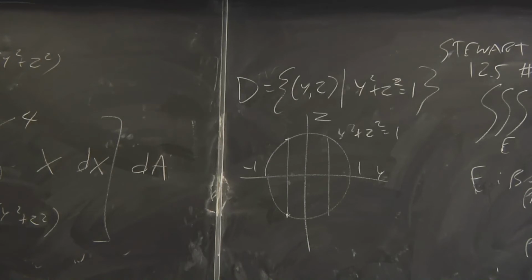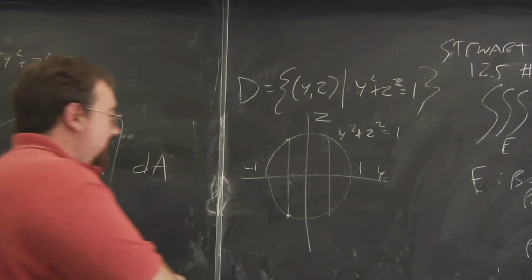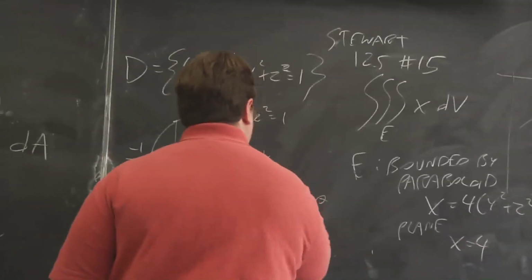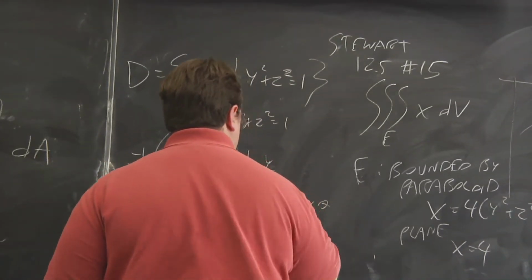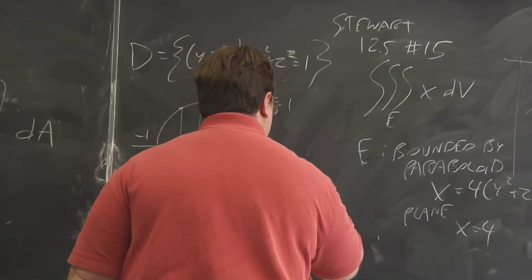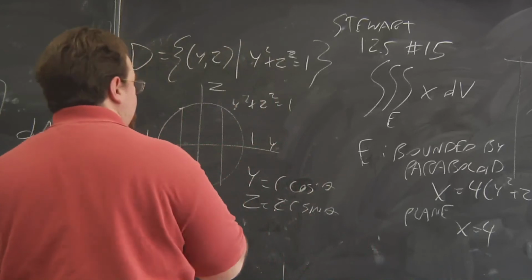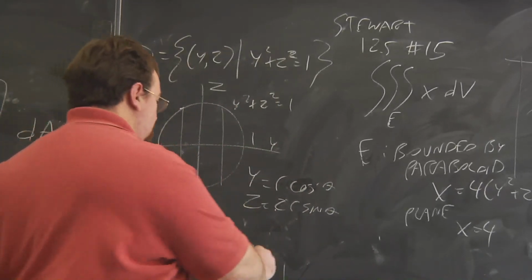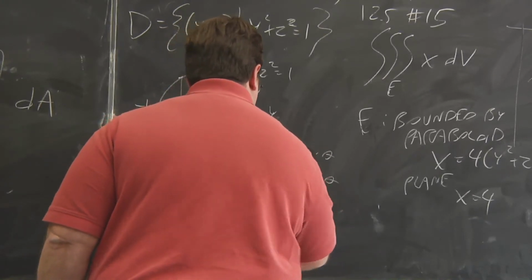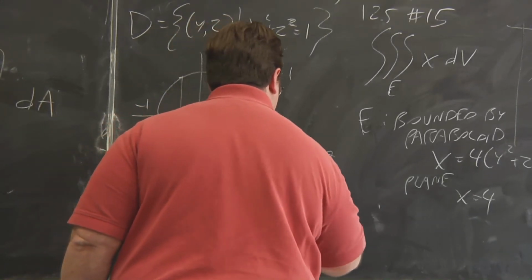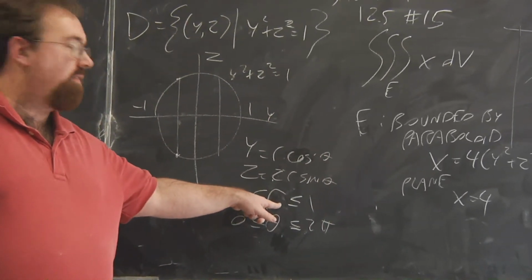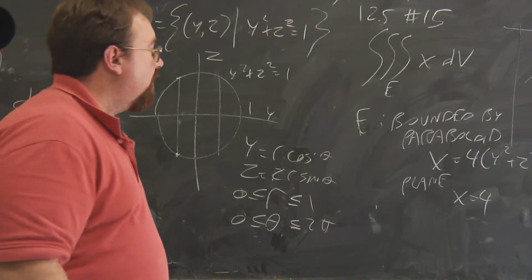Polar coordinates. Yes. So in this case we can define y is r cosine theta, and z is r sine theta. So now we have the equivalent of a polar rectangle. So r goes between 0 and 1, and theta, we go all the way around the circle. So theta goes from 0 to 2 pi. So now we have limits that are constants.